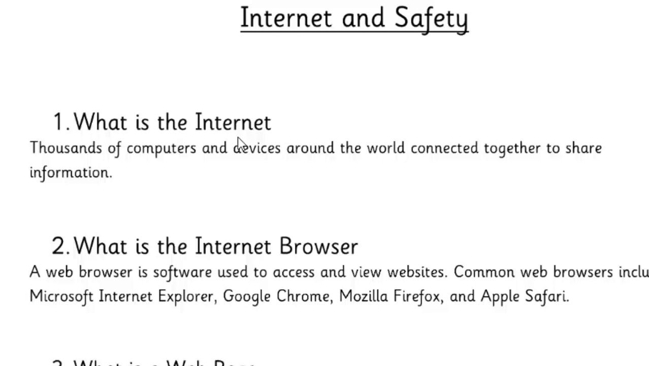Remember the internet? Remember the computers that were connected together? If you have two computers connected together, we call that a network. But if you have all of the computers connected together, thousands of computers, we call that the internet. So the internet is thousands of computers and devices around the world connected together to share information.